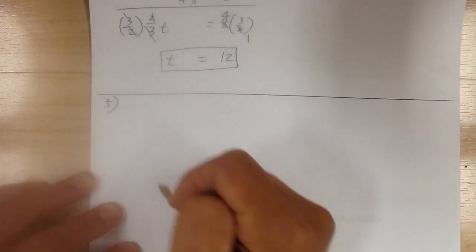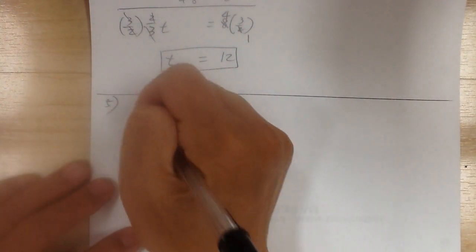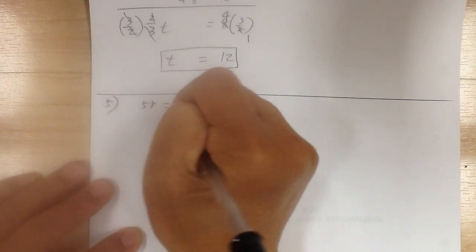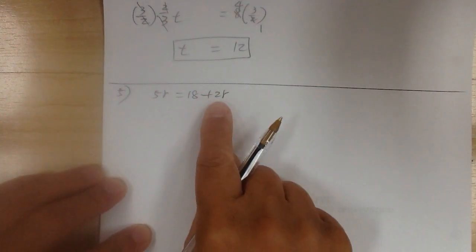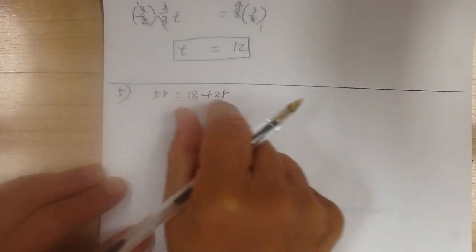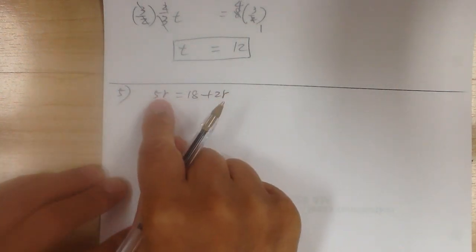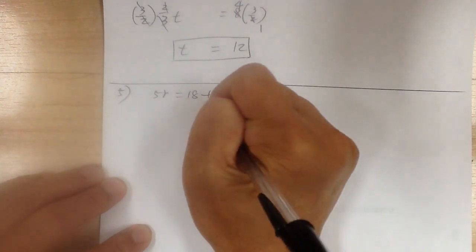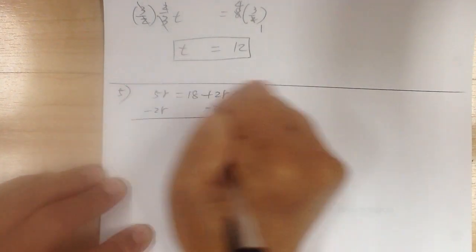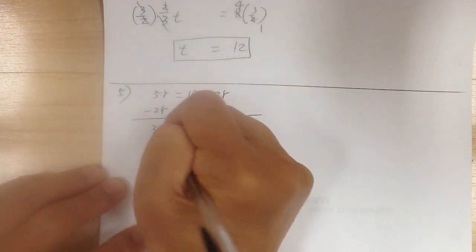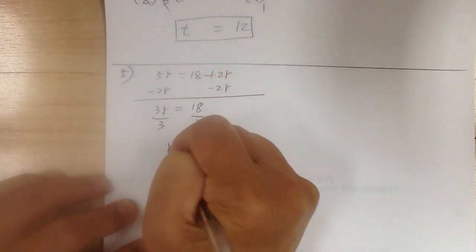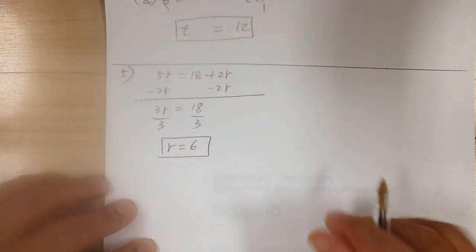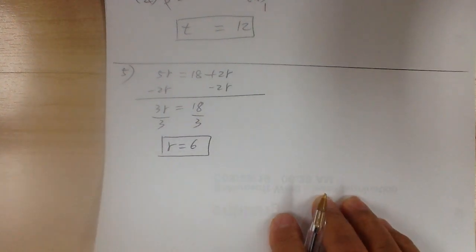Okay, number 5. Okay, you have 5r is equal to 18 plus 2r. So first, again, let's undo. That's going to get all the variables together. So you got r here, you got r here. So that's going to be minus 2r. Okay, so you get 3r equal to 18. And you divide by 3, so r equal to 6. Okay, let's go to the next one.